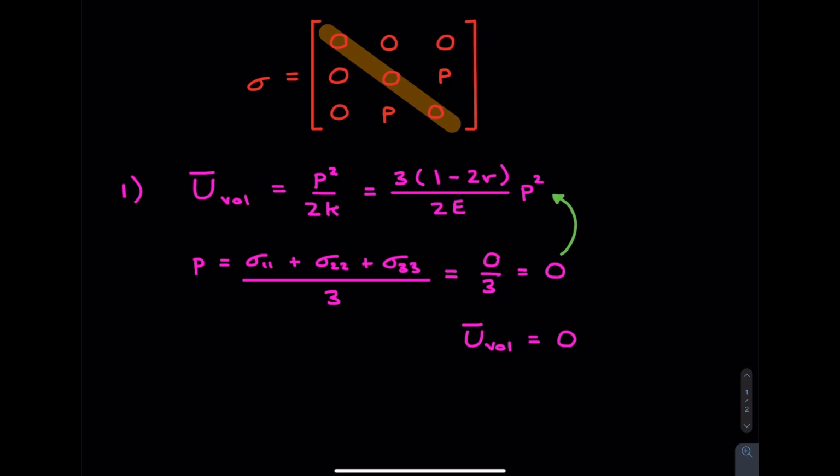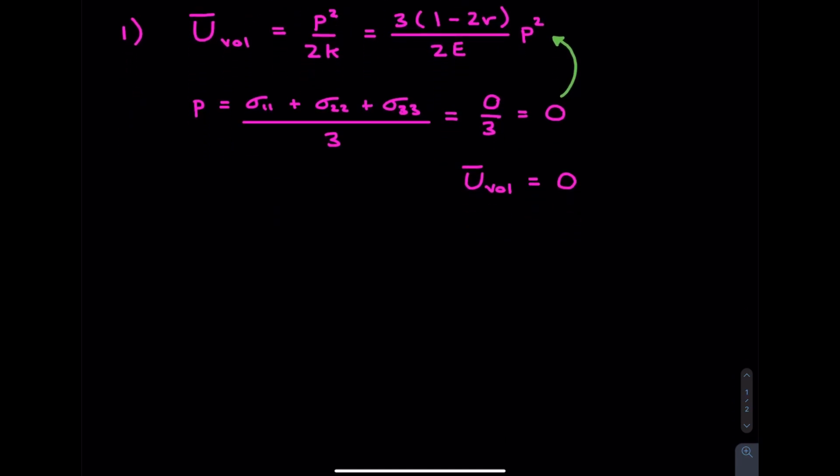If we look up at our stress tensor right here, there is no volumetric stress because all of those diagonal components are 0. Now for question number 2, a little bit different, but kind of the same. It wants the deviatoric strain energy. So what I'm going to do is put U bar.